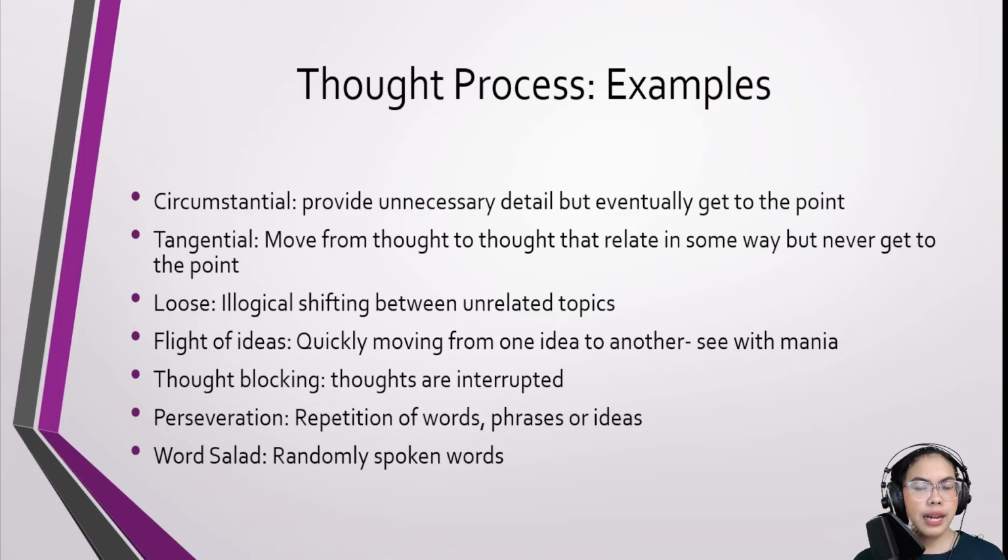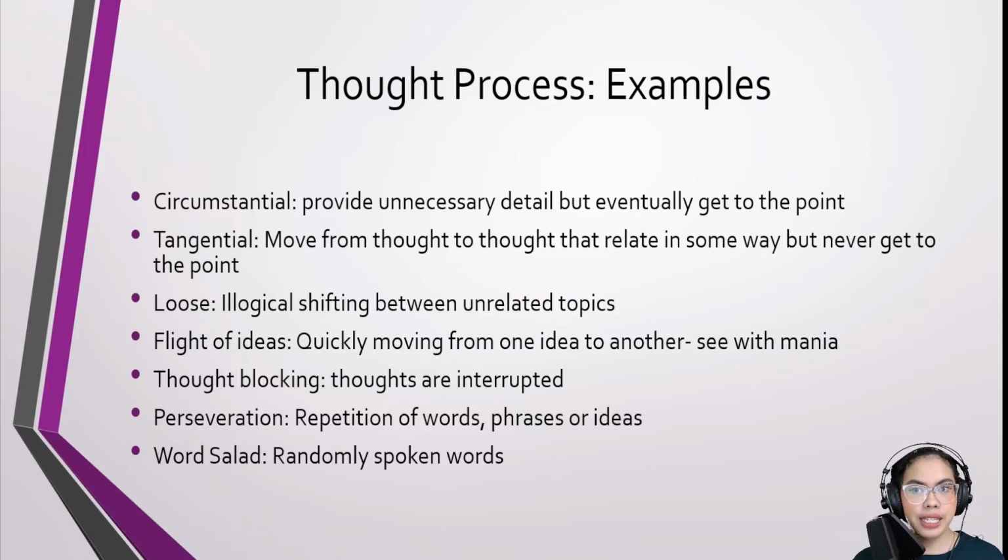So, examples of thought process. Circumstantial: they provide unnecessary detail but eventually get to the point. They add excessive details and extra information that makes it hard for people to follow the conversation. They go in circles with the story, and they are not getting to the point.